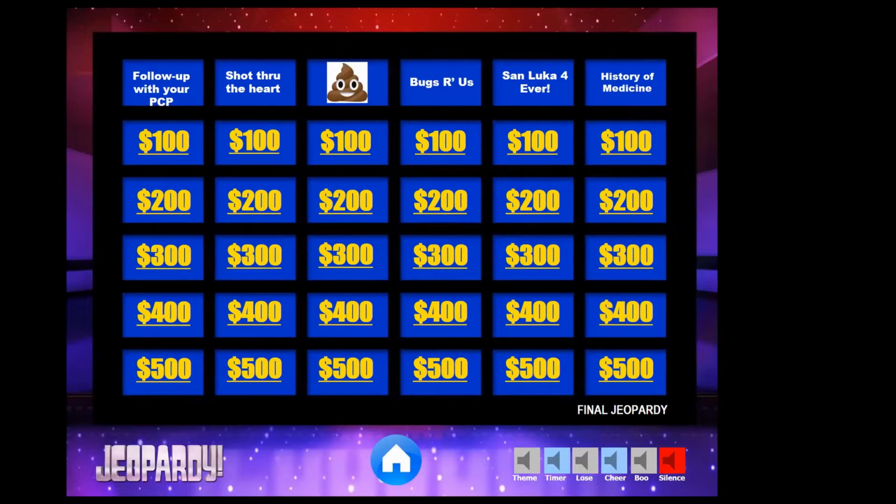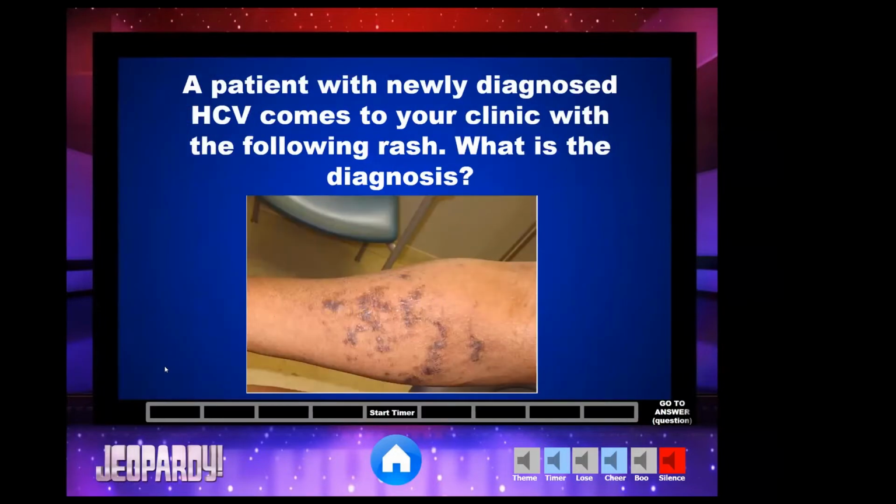What would you want to choose, Rahul? We're gonna do follow up with your PCP for 500. Okay, I see you have a bias here. All right. A patient with newly diagnosed HCV comes to your clinic with the following rash. What is the diagnosis?